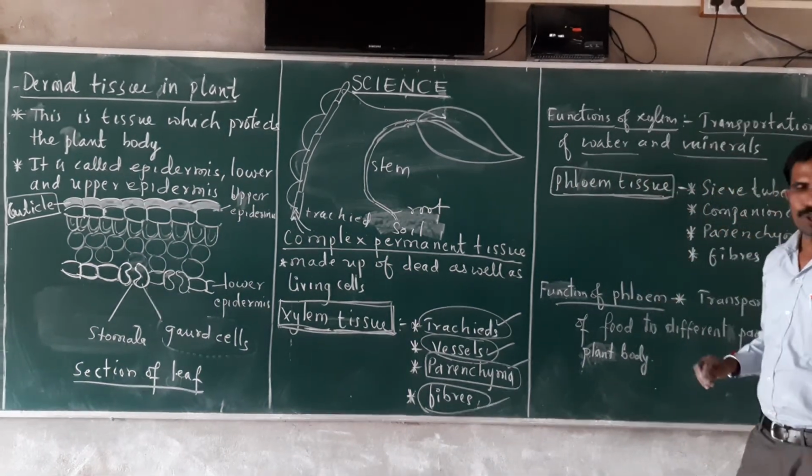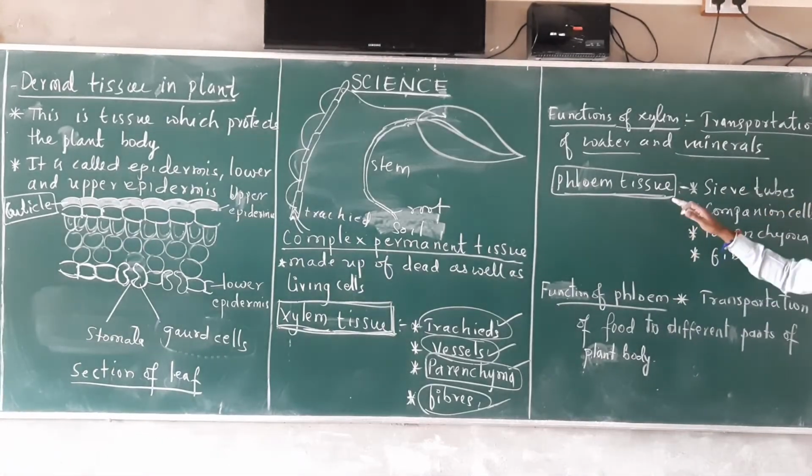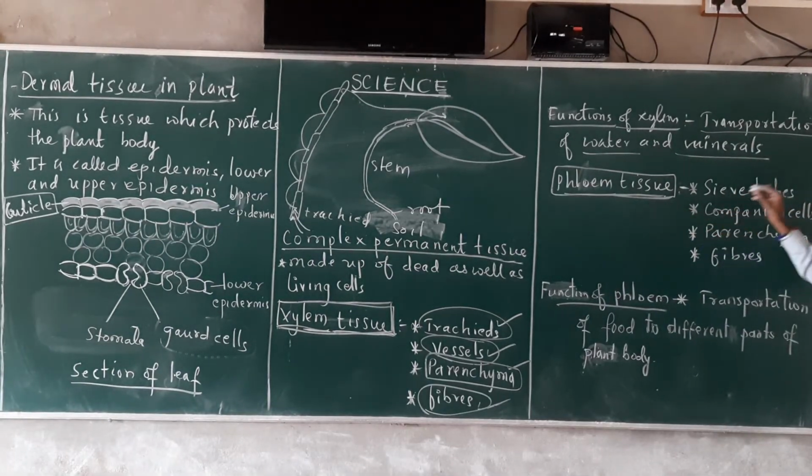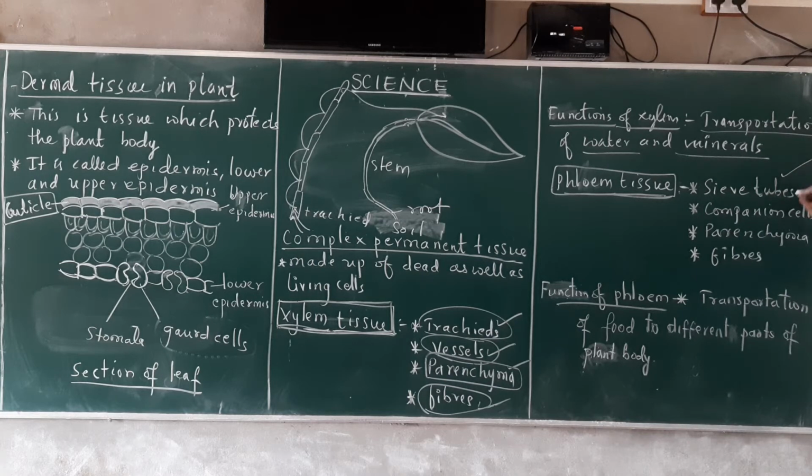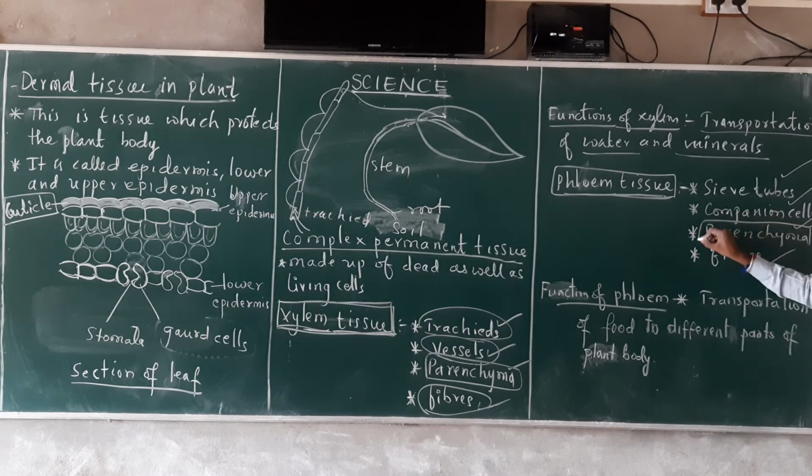So next is phloem tissue. Phloem is also one of the complex permanent tissues, which is made up of sieve tubes, companion cells, phloem parenchyma, and fibers. Phloem parenchyma is a living tissue, and this is a living tissue. So living and dead cells both are present.